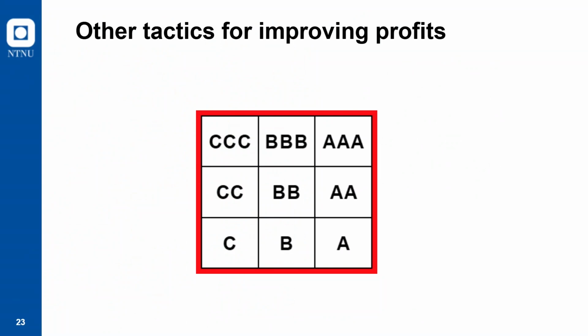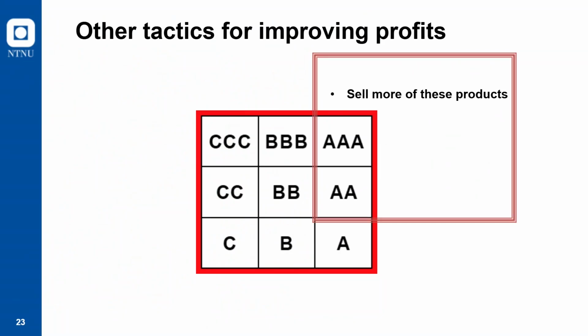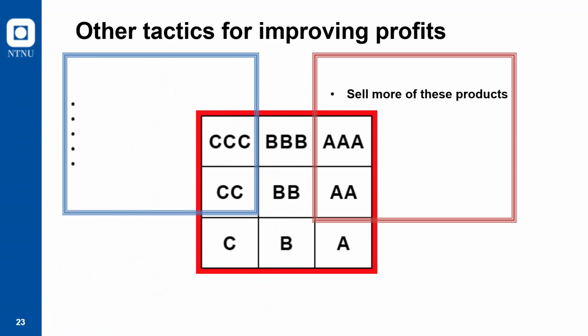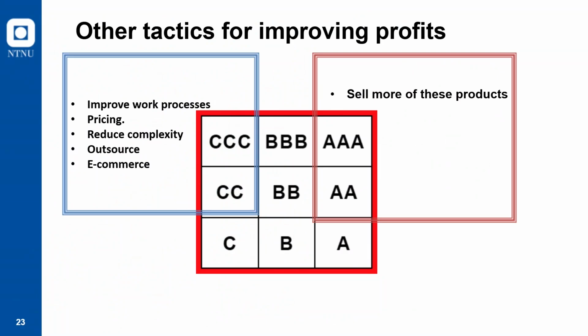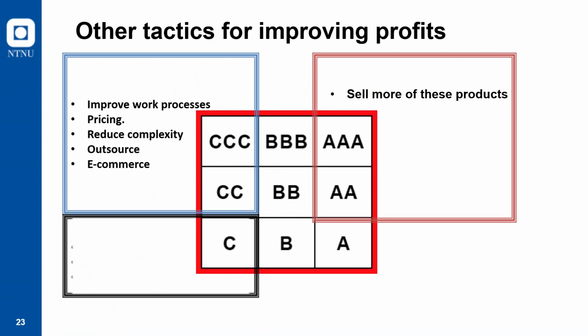And we developed a bunch of tactics for improving the results. And this is just the highlights, of course. Of course, sell more of these, obviously. Improve work processes, look at pricing, cut complexity. For example, if you have 10 variants, do you really need those 10? Maybe 5 would be enough, for example. Even look at outsourcing or e-commerce on the procurement side to cut procurement costs.